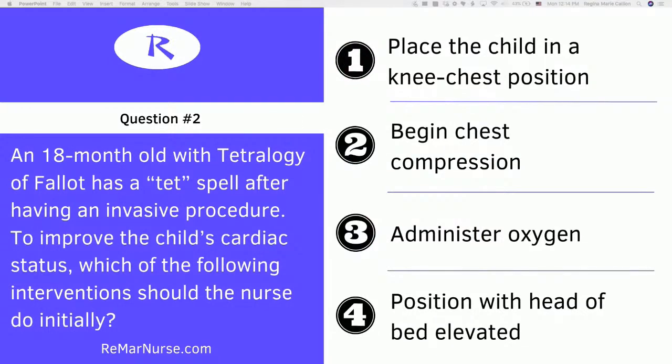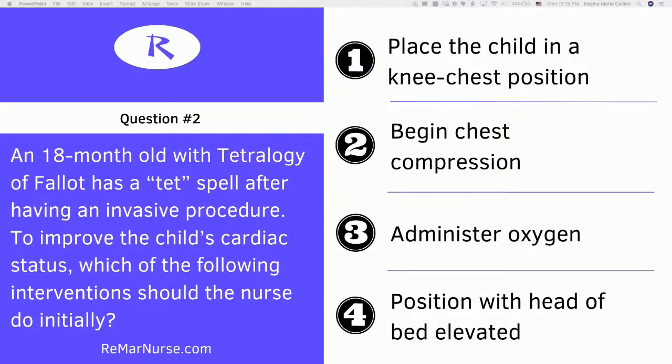And again, this is analyzing cues. Are you able to do this? Our scenario is this. An 18-month-old with tetralogy of Fallot has a tet spell after having an invasive procedure. To improve the child's cardiac status, which of the following interventions should the nurse do initially? Is it number one, place the child in a knee-chest position? Two, begin chest compressions? Three, administer oxygen? Four, position with head of the bed elevated?